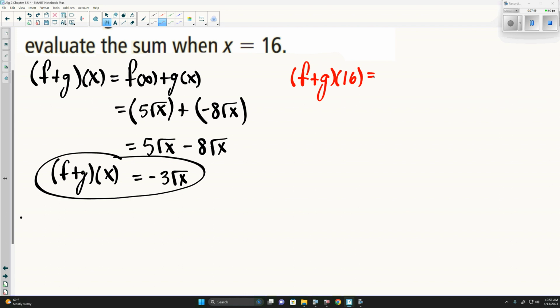Questions on any of this so far? Now we need to find f plus g of 16, because we found f plus g of x. Now we want to evaluate it when x is 16. So negative 3 square root of 16.